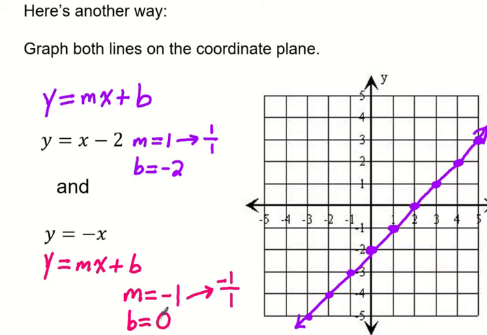So to graph this line, my y-intercept would be 0, but then my slope would be down 1 over 1. Down 1 over 1, even in the reverse direction.